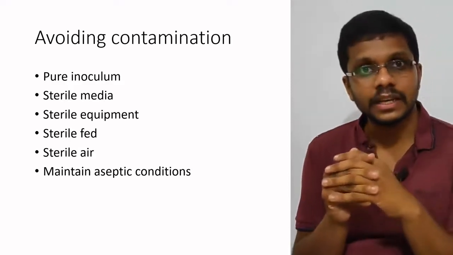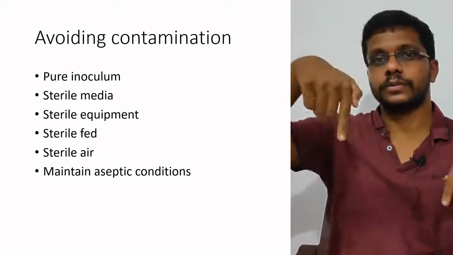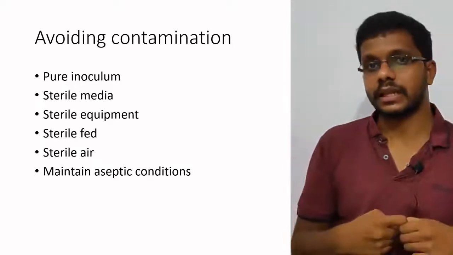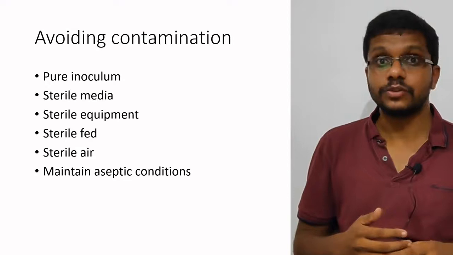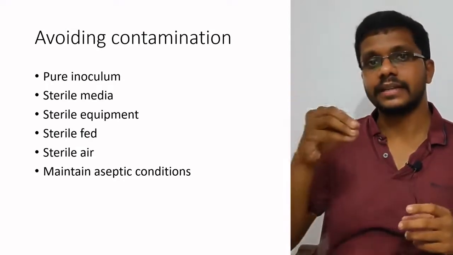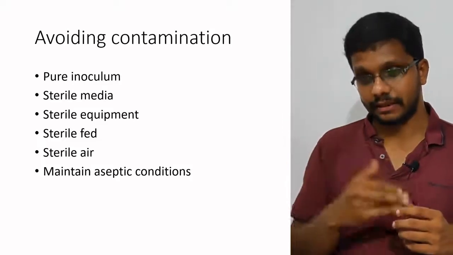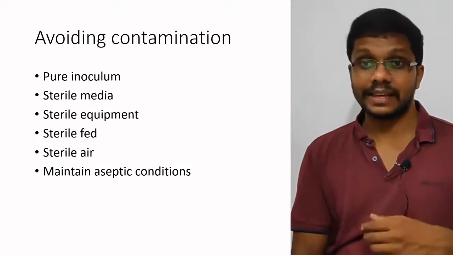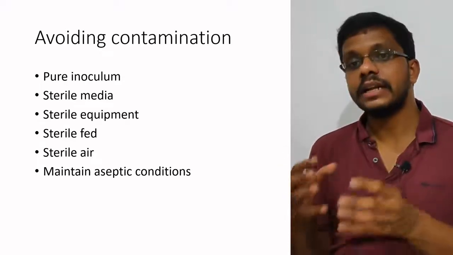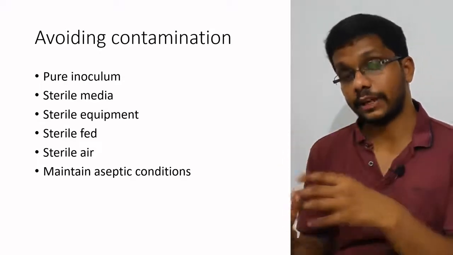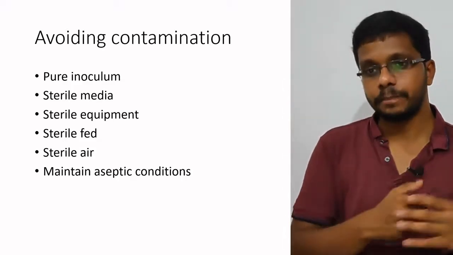Then sterile equipment. The equipment we are using, the fermenter, the tubings, the probes which we use to measure the different physicochemical conditions, the feed, everything should be sterilized. So sterile feed should be used. Sometimes we add some metabolic regulators as feed, so those feeds should be sterilized. Sterile air: we are giving continuous aeration to the fermenter, so we should make sure that the air we are giving does not have any microorganism. If the air has microorganisms, they may act as contaminants and spoil our product.